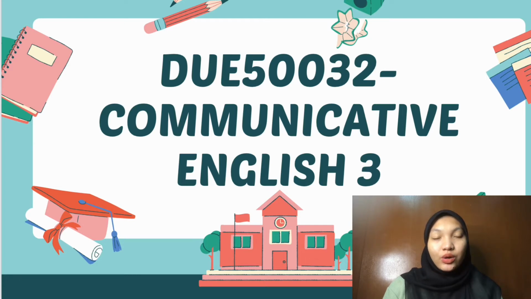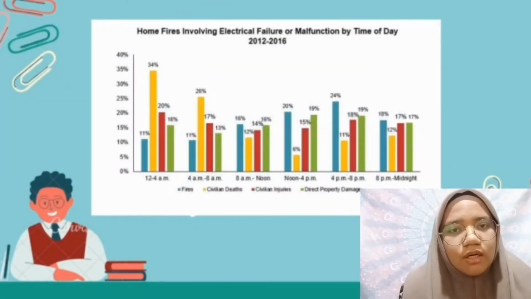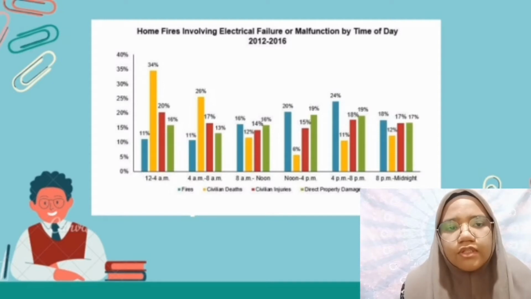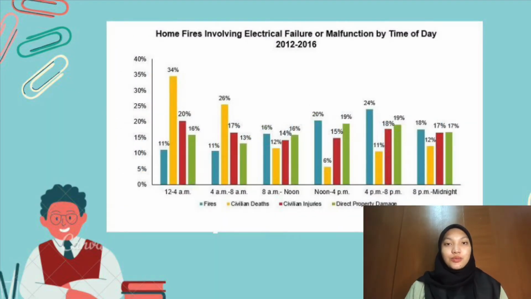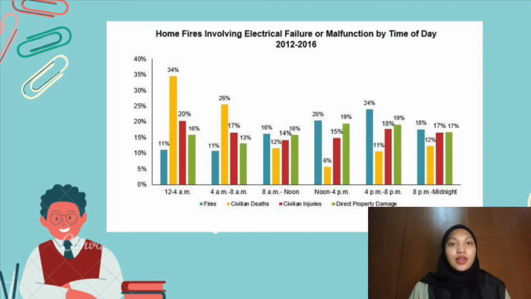So for today we are going to describe this bar graph. Moving into the bar graph, this bar graph illustrates the result of a survey in home fires involving electrical failure or malfunction by time of day, 2012 until 2016. So the legends represent the percentage of home fires cases. They are blue as fires, yellow as civilian death, red as civilian injuries, and green as direct property damage.